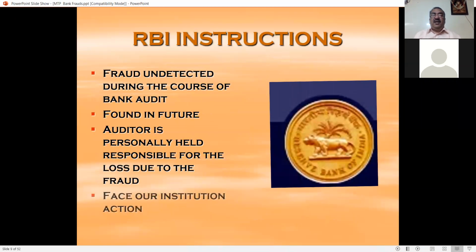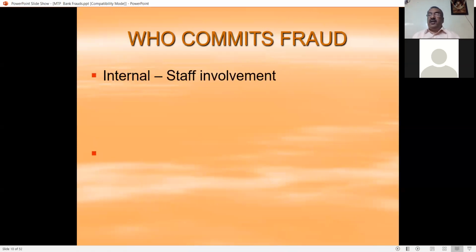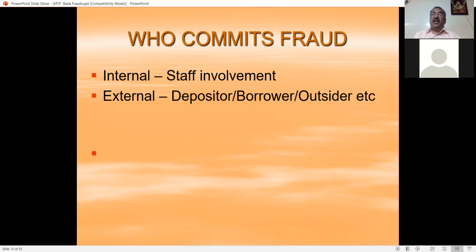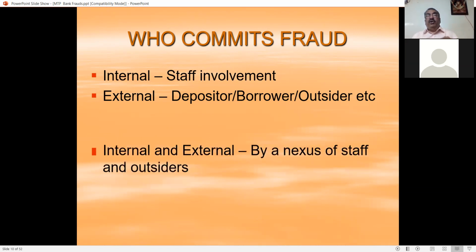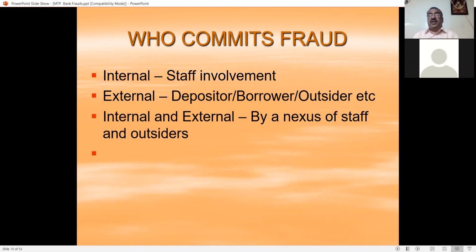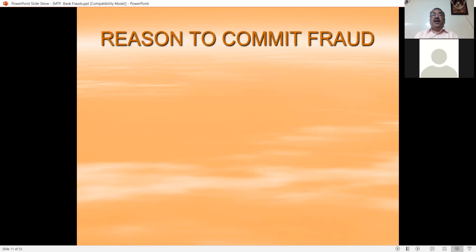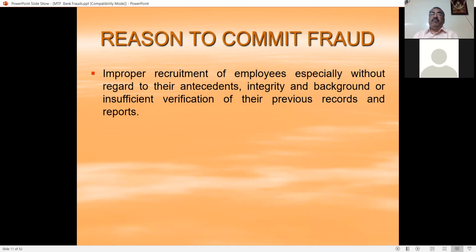This I already said. Any fraud undetected in the course of audit, then you are responsible. Who commits a fraud? Staff, internal, they do the fraud. External, even the depositor, borrower, outsider also, they can do the fraud. And both internal and external, they mix together and they can do the fraud. And why do they commit the fraud?